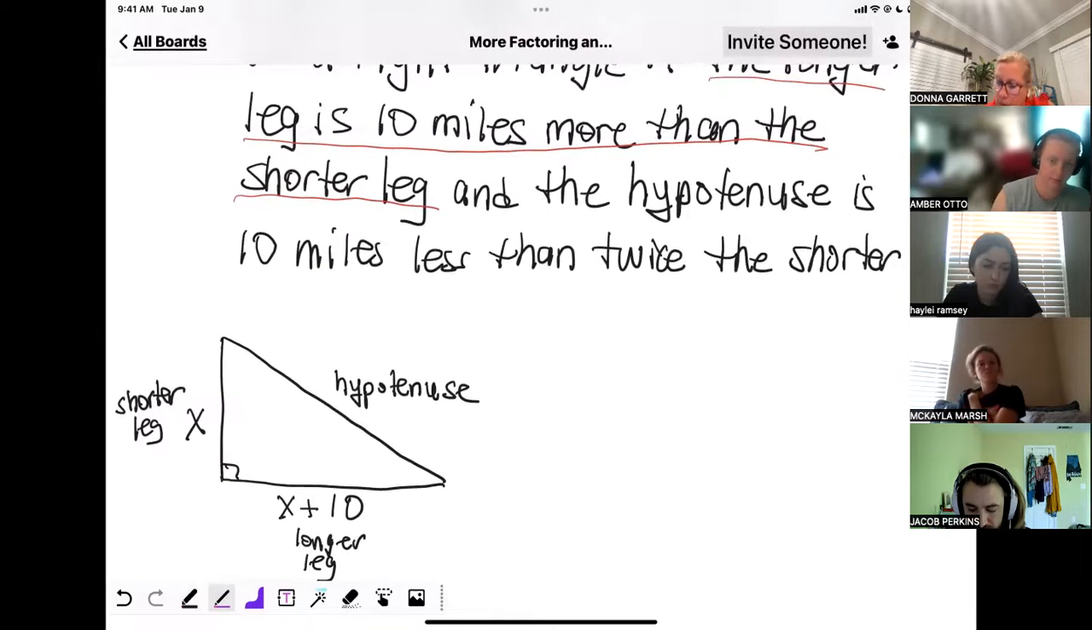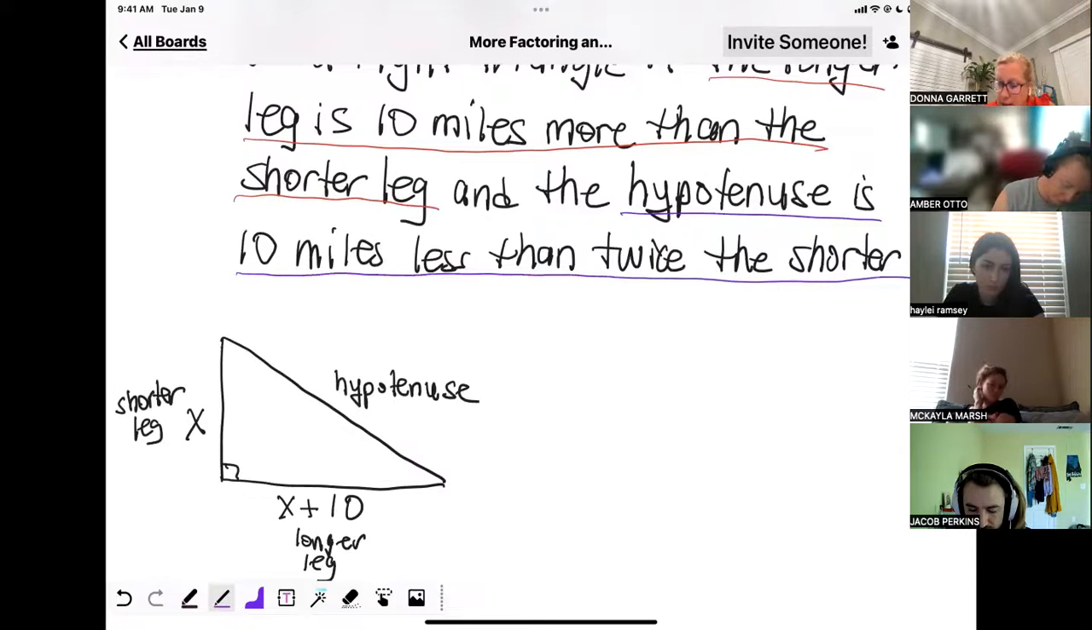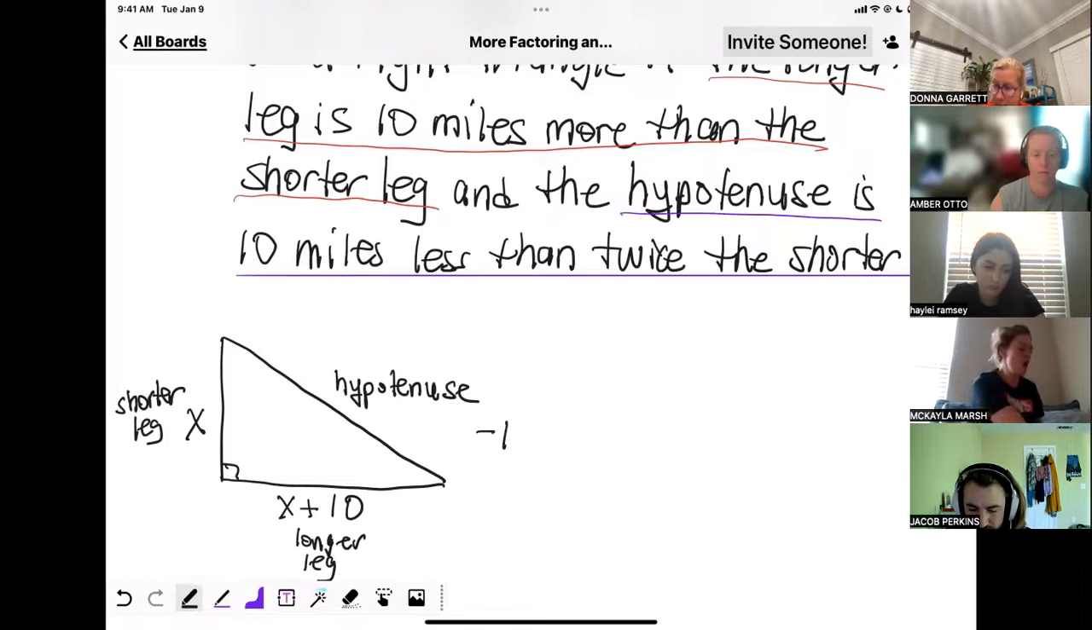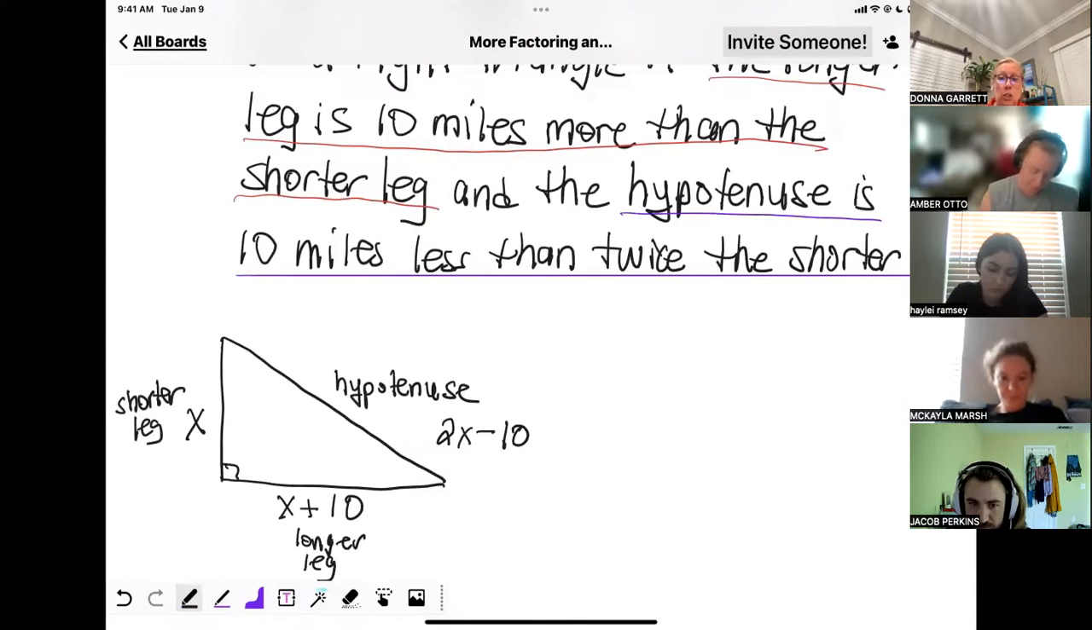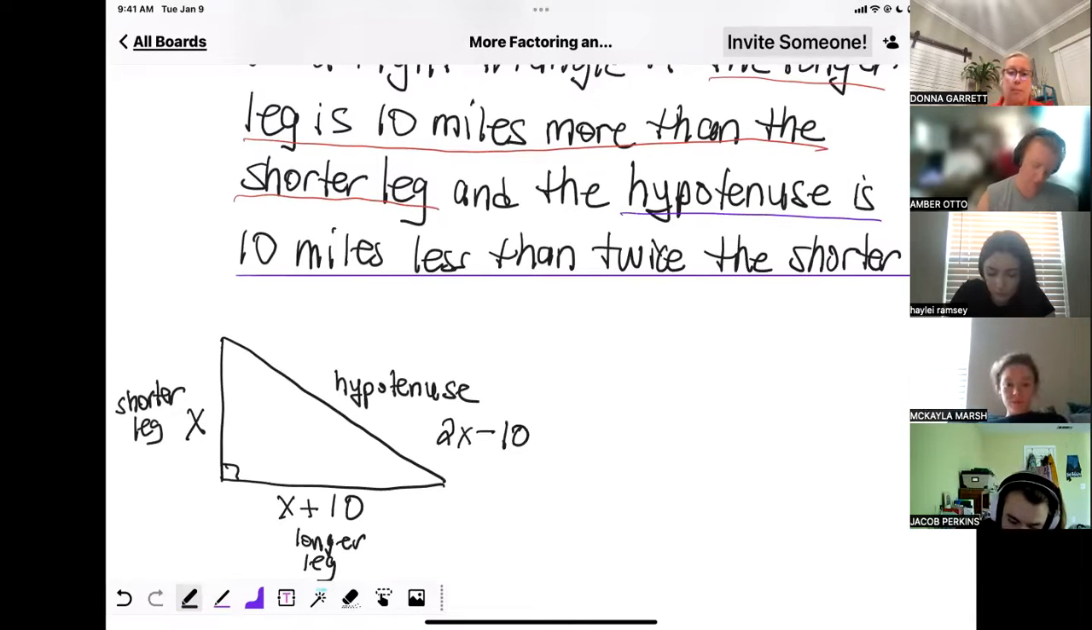Now let's look at the other one. The hypotenuse is 10 miles less than twice the shorter leg. I know it has a minus 10. Twice the shorter leg, 2 times the shorter leg. It's 2 times the shorter leg minus 10.